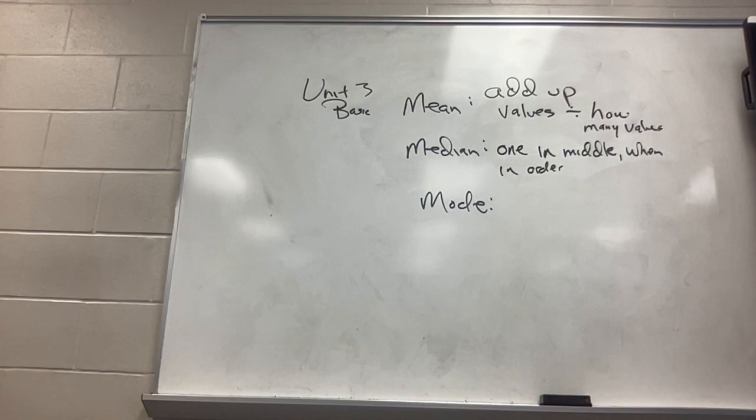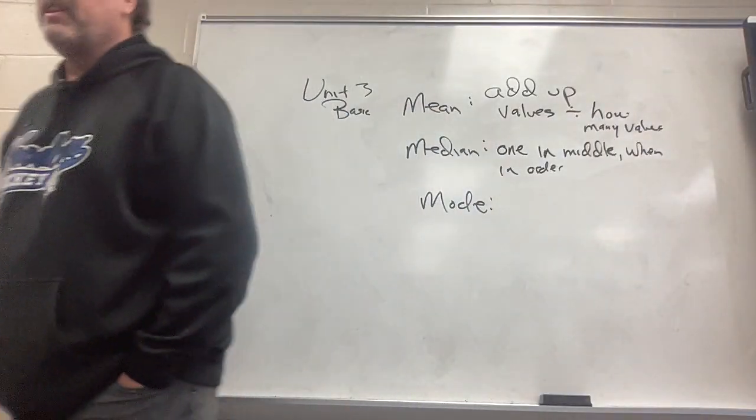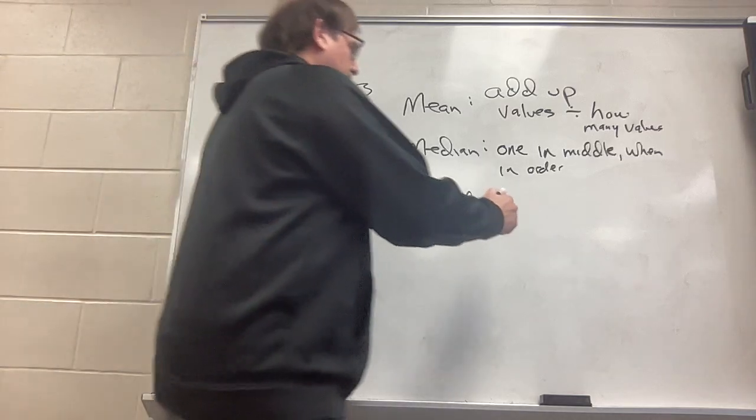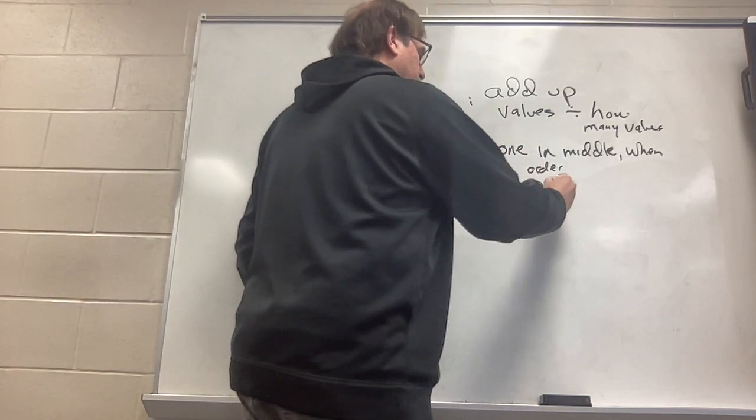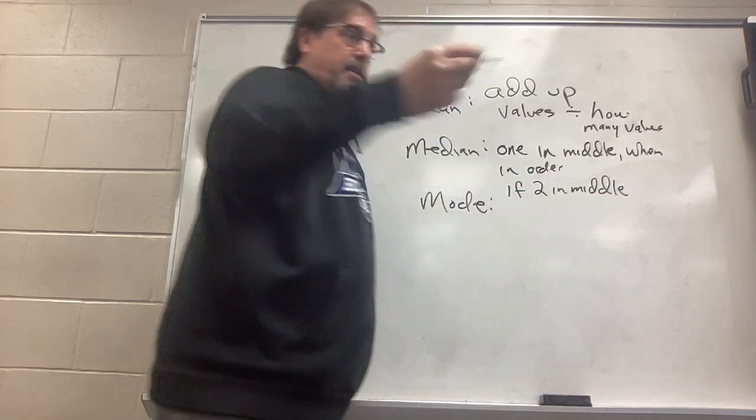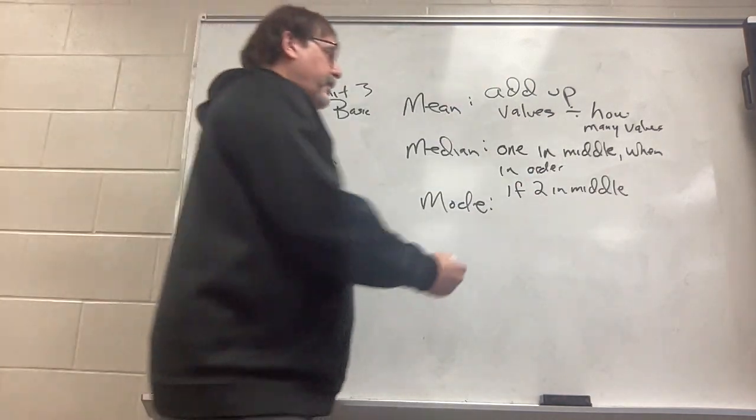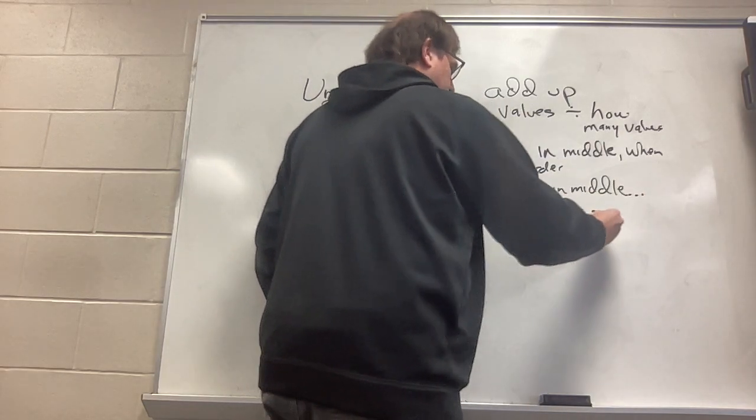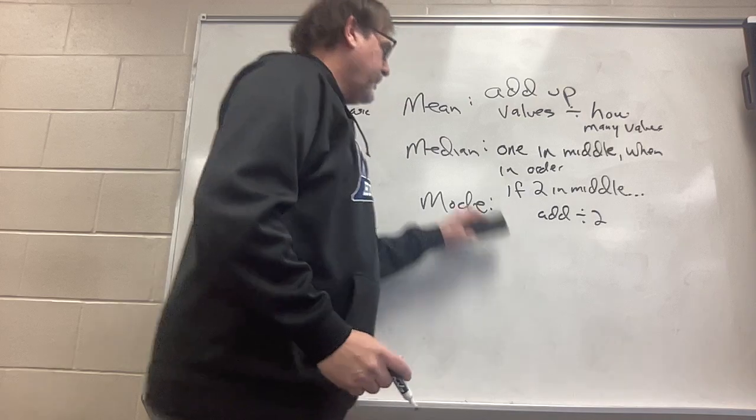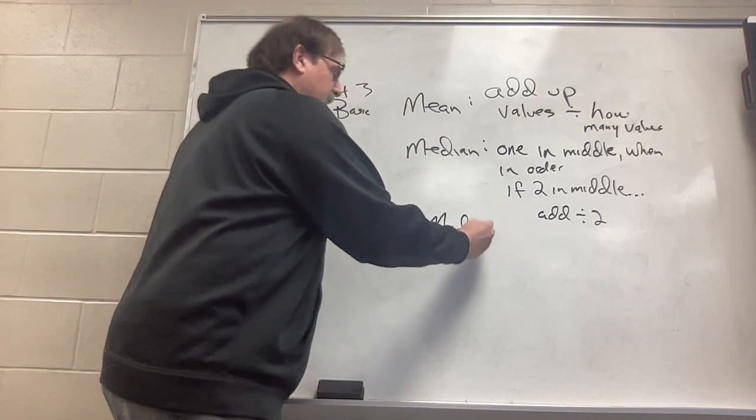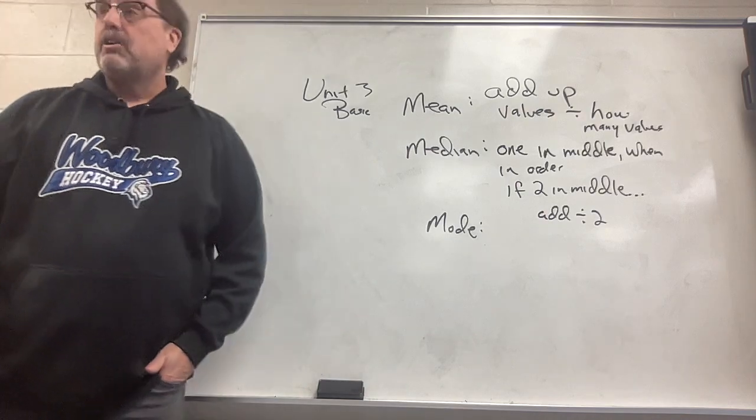By the way, there might be two in the middle. If there's an even number of people in class, there might be two in the middle. If there are two in the middle, what do you do? Take the mean of that. Yep. If there are two in the middle, you add and divide by 2. You can say take the mean of them. Cool. And then the mode is what occurs the most.